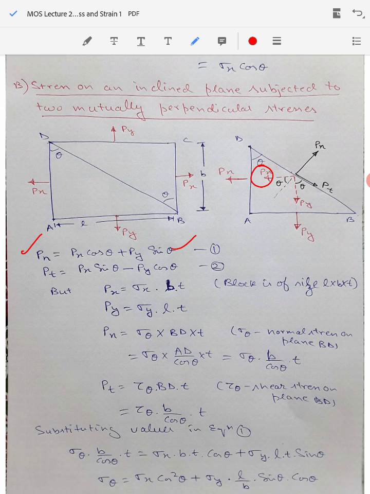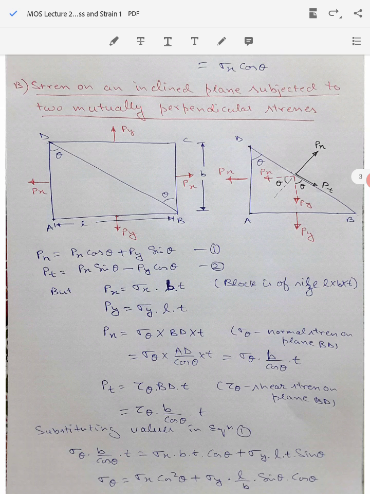Similarly, for finding the force tangential to BD, which we called Pt, we can resolve the forces in the direction of BD. So if you do this, the force Px will be resolved as Px sin theta, and Py will be resolved as Py cos theta, but they are acting in opposite directions, so there will be a negative sign coming between them. So here we have the value Px sin theta minus Py cos theta as equation 2, which will be equal to Pt. Now let's substitute the value of the forces in terms of the stresses to which they correspond.